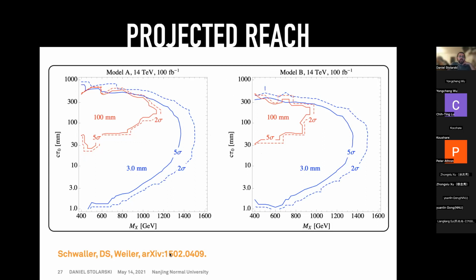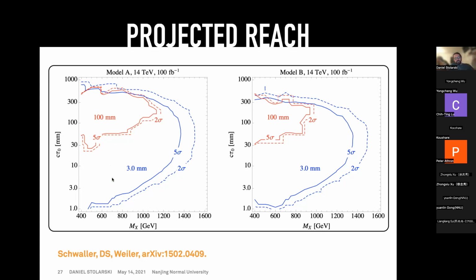Okay. So we wrote this paper some, I guess, 8 years ago now. Geez, it's a long time. Proposing this search, and we said at the LHC you could bound sort of this region in. So the horizontal axis is mediator, and the vertical axis is the lifetime of the dark pions. There's one more parameter, of course, which is the mass of the dark pions, and a bunch of parameters associated with showering, but these are the two most important.